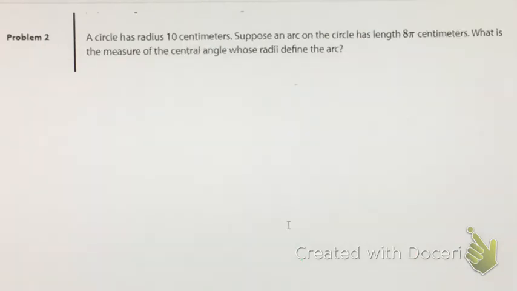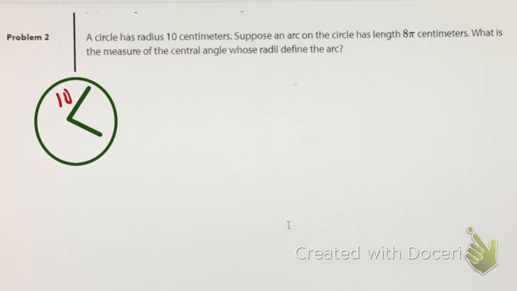Circle has a radius of 10 centimeters, so it's always a good idea to draw the circle. Just kind of handy. And draw a radius. And, you know, it's probably going to be some kind of arc length sector thing. So radius of 10. That means the diameter is 20. We can use that. The arc on the circle is 8 pi. Okay, so right there, that arc length is 8 pi. What is the measure of the angle that defines the arc?